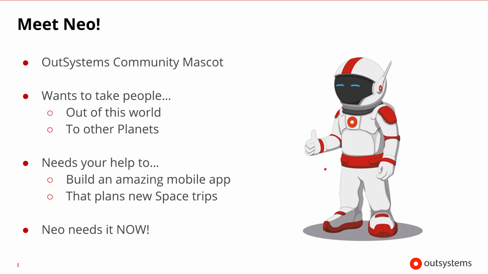Meet Neo. Neo is our OutSystems community mascot, and he wants to take people out of this world and to other planets. He needs your help. He wants to build an amazing mobile app that plans new space trips for people, and he needs your help now.